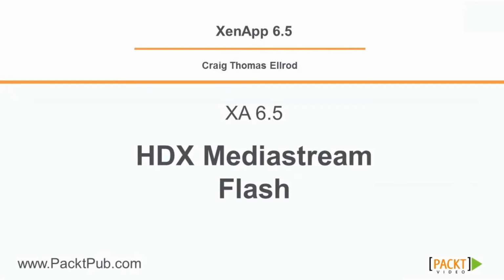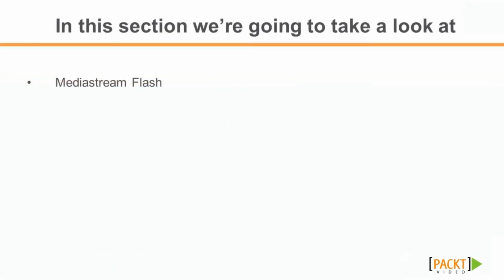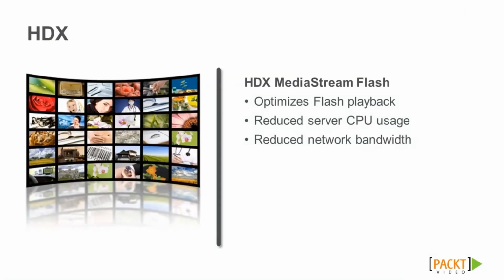In this section, we take a look at Media Stream for Flash. We can enable HDX Media Stream for Flash to move or redirect the processing of Adobe Flash content to the client machine, rather than using the network resources, and this reduces the XenApp server and network load, and also improves the amount of sessions we can have per server. HDX produces a high-definition experience when users access Flash content including animation, videos, and applications.